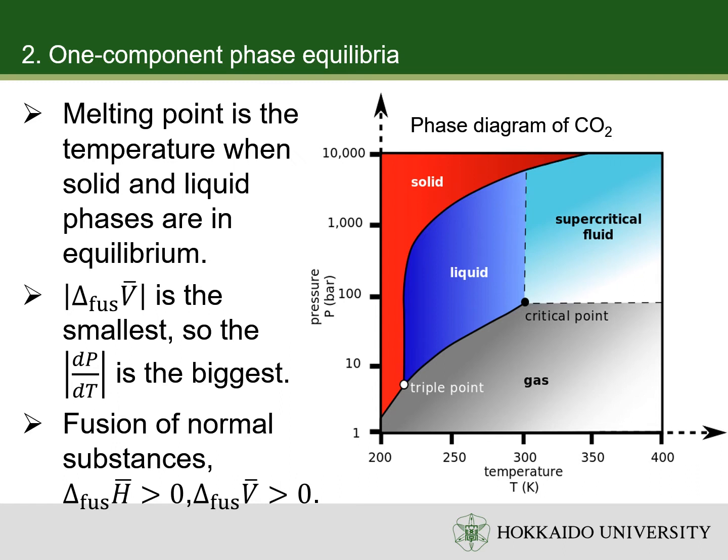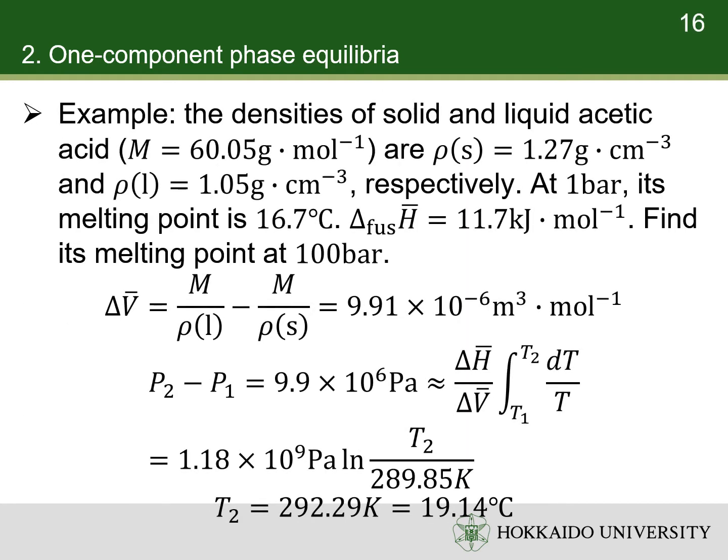The volume of fusion is usually positive as well. So, for most substances, the melting point rises slowly with pressure. Carbon dioxide is an example of this type. Please pause the video here to check the example by yourself.